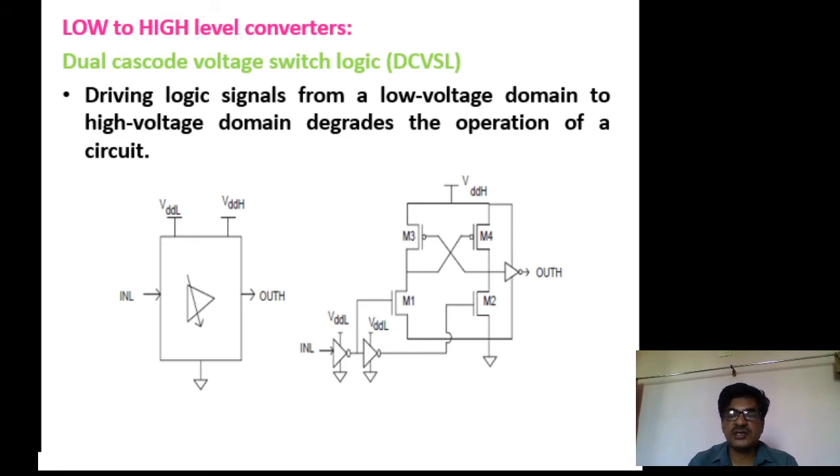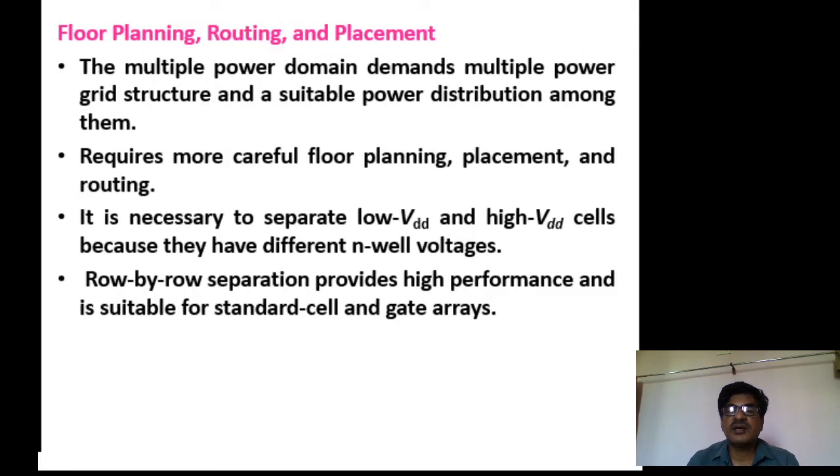So these are the two types of converters you need to use to get compatibility between different voltage domain circuits. Next is floor planning, routing and placement. As you know, different voltage gates are used and you have to place the converters. There are different power supplies, power supply rails. All these must be properly placed, otherwise you can see malfunction at the end.